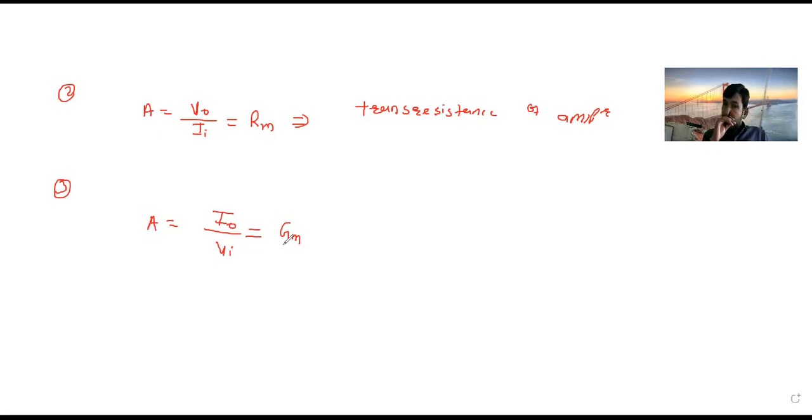Did you understand the point? Look, what are you applying as input here? Voltage. And what are you considering as output? Current. So the simple definition is: the ratio of output current to input voltage is known as transconductance of the amplifier. Remember the sentence. The input is voltage and output is current. That is known as transconductance. Now the input is current and output is voltage. That is known as trans resistance.